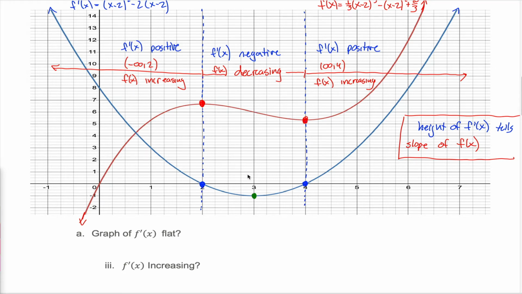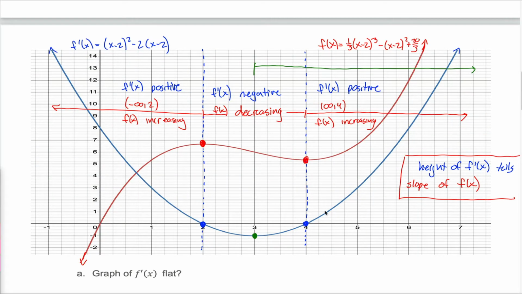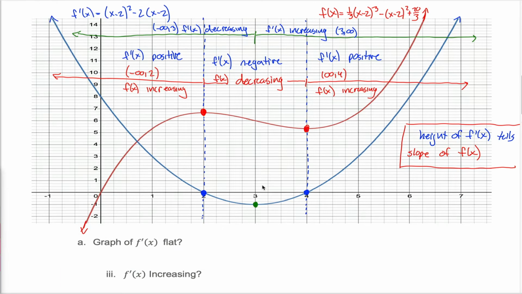Well, to understand that, what we really want to do is think about when the graph in blue is increasing. In this case, the graph in blue is increasing everywhere to the right of 3. F prime of x is increasing from 3 to infinity. It's flat right here at 3, and everywhere to the left of 3, f prime of x is decreasing. That's easy enough to see when you stare at the graph in blue, but that's hard to see when you stare at the graph in red.